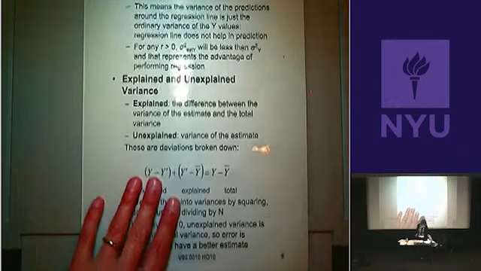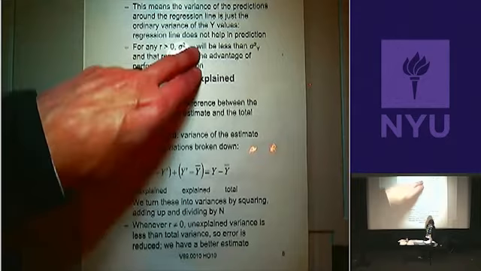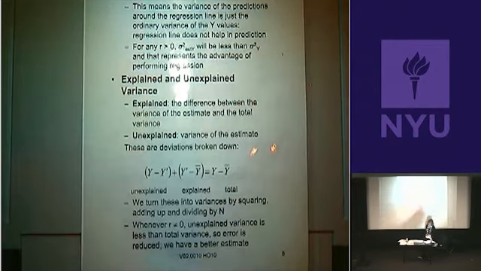So that's all I've just said. For any correlation that's larger than 0, the variance of the estimate will be smaller than the variance, and that shows you the advantages of the regression that you're doing.